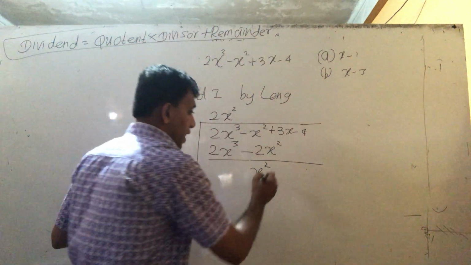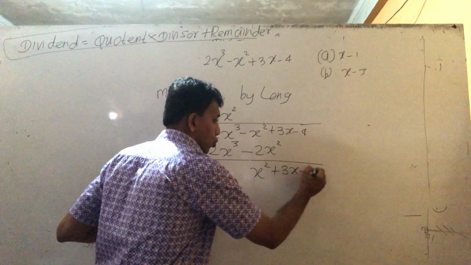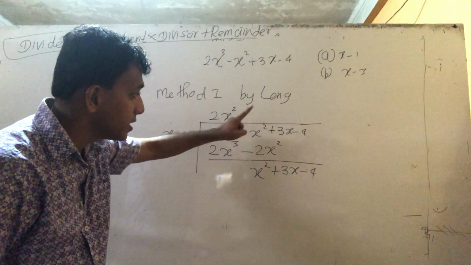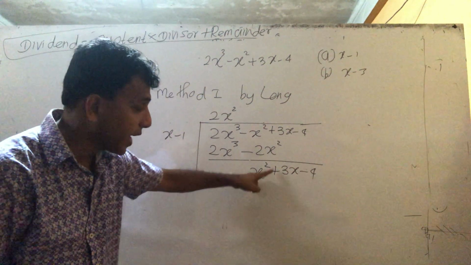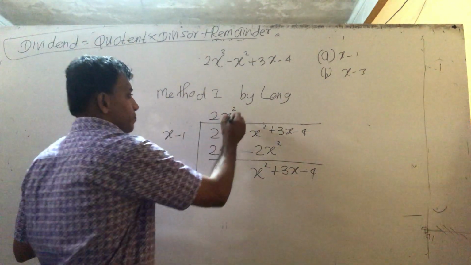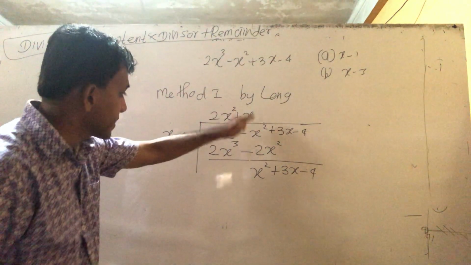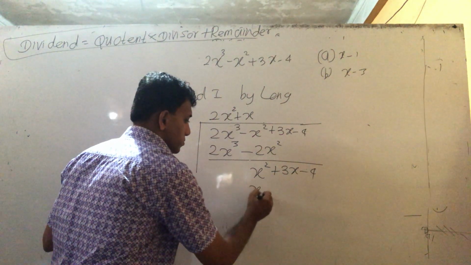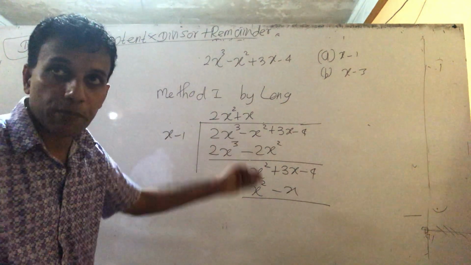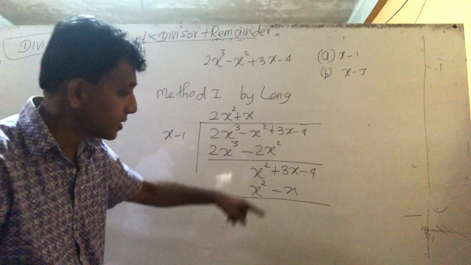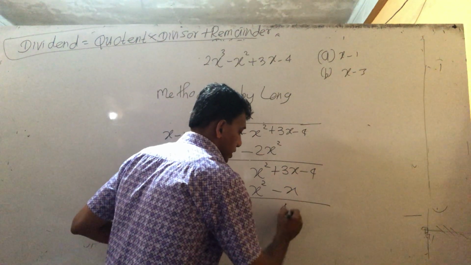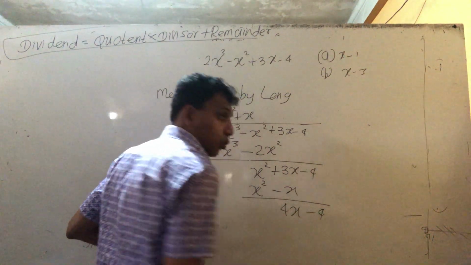Take the other two parts down, plus 3x minus 4. Okay, next, divide. Write a term here: that term multiplied with this gives you x square, 1x square. Here 1x, therefore also 1x, positive, plus 1x. So x into x, x square, minus 1x. Okay, and now subtract this: x square cancels, 3x subtract minus x is 4x, positive 4x, and take the minus 4 down.